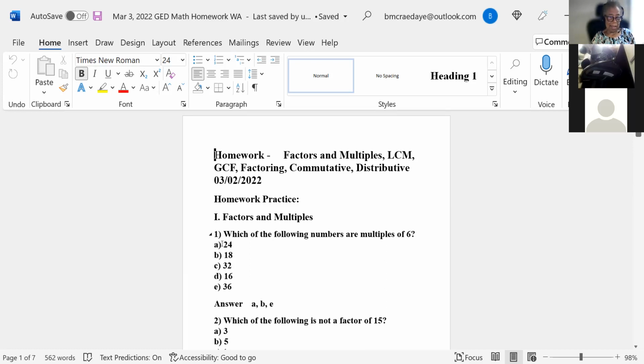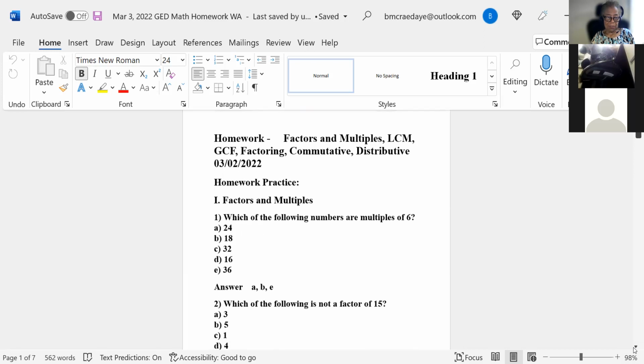Because 6 times 2 is 24. 6 times 3 is 18. And 6 times 6 is 36. But C and D you cannot get by multiplying by 6, because 6 does not divide into 32 with an integer or a whole number, and 6 does not divide into 16. Okay, very good.